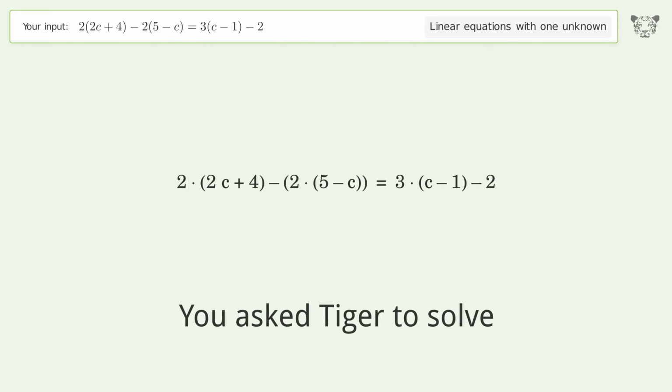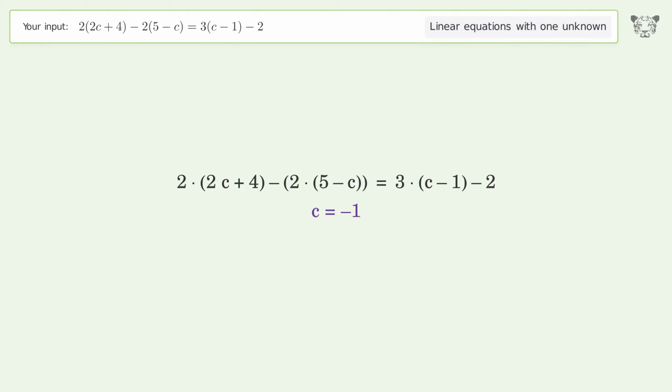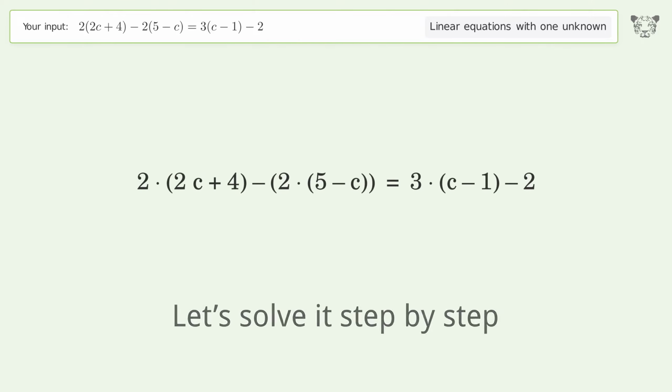You asked Tiger to solve this. It deals with linear equations with one unknown. The final result is c equals -1. Let's solve it step by step.